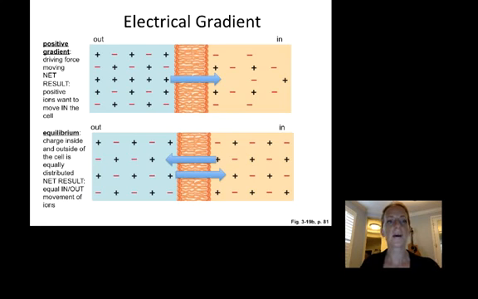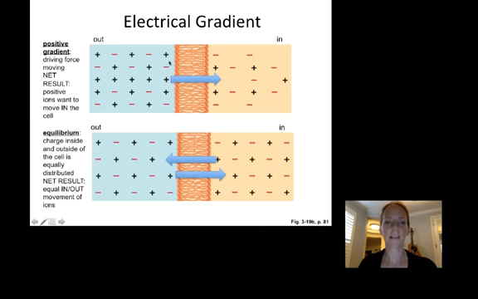Okay, here's an example of an electrical gradient. In this case, we have a positive gradient. So we count on this side of the cell, we have more positives on this side than on this side. The electrical gradient for this example would be to move towards equilibrium, and the positive ions should leave the cell. Excuse me, the positive ions should go into the cell.